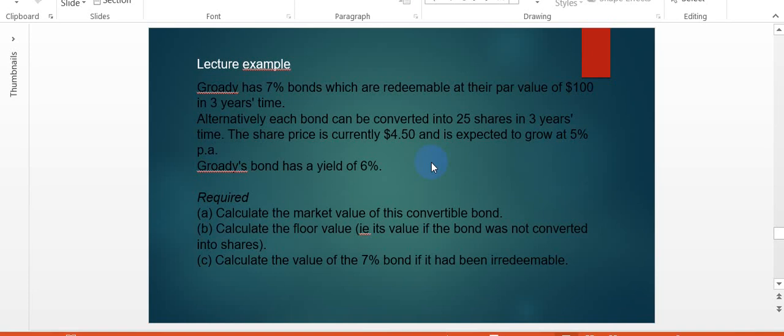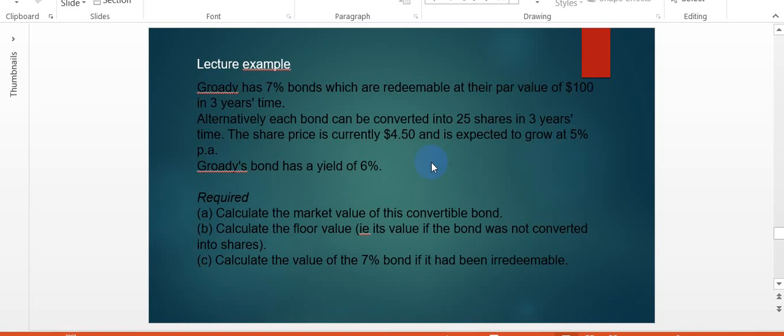Grody has 7% bonds which are redeemable at their par value of $100 in 3 years' time. Alternatively, each bond can be converted into 25 shares in 3 years' time. The share price is currently $4.50 and is expected to grow at 5% per annum. Grody's bond has a yield of 6%. You are required to calculate the market value of this convertible bond.